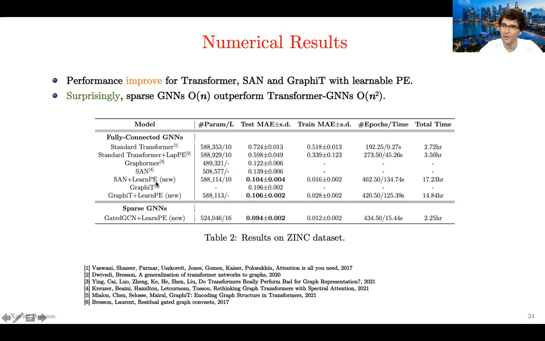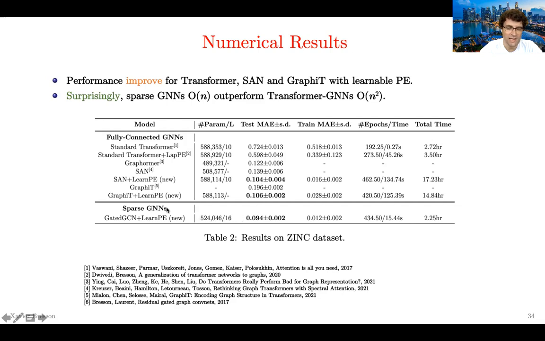If you add this learnable positional encoding, then you can improve even further the performance, 104. This is Graphormer, the performance is 196. And if you add this learnable positional encoding, you can improve to 106. So adding learnable positional encoding actually improves transformer, SAN, and Graphormer.